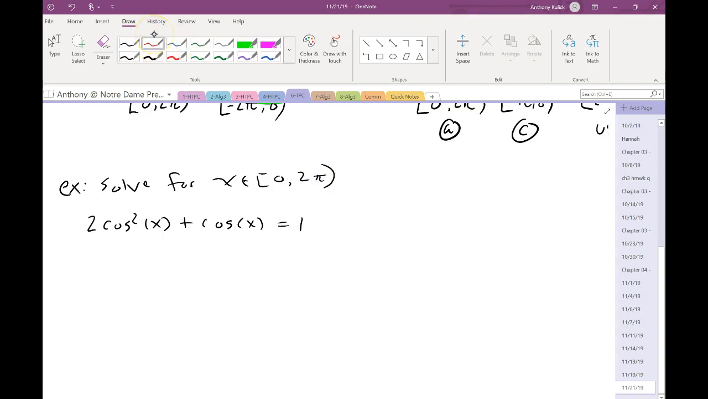Think back to your algebra class last year. Does this look familiar? What was that, Kendall? Yeah, so when I look at this, imagine that y is equal to cosine of x. That means I'd have 2y squared plus y equal to 1, right?